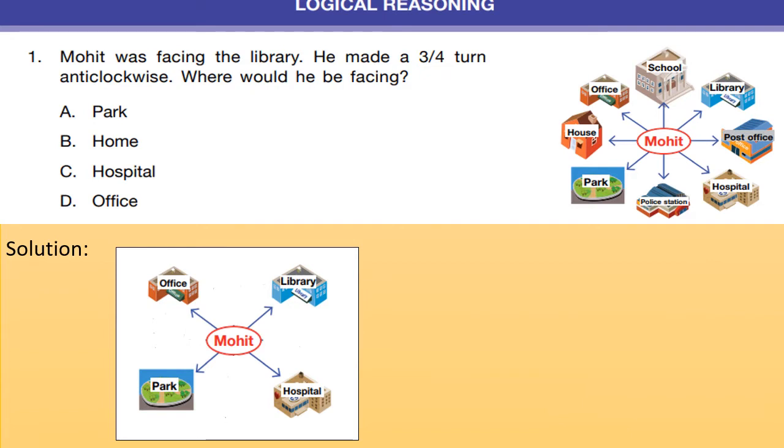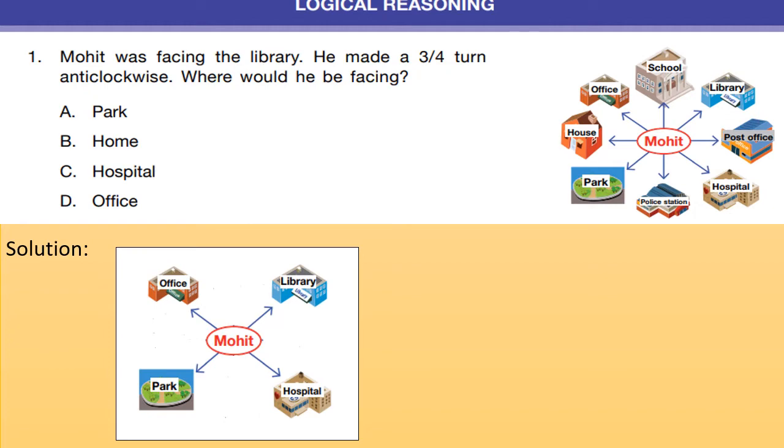Question 1. Mohit was facing the library. He made a 3/4 turn anti-clockwise. Where would he be facing? Now see the picture. It is divided into 8 equal parts and Mohit is facing the library. Now to calculate 3/4 turn anti-clockwise, we have to divide the picture into 4 parts.